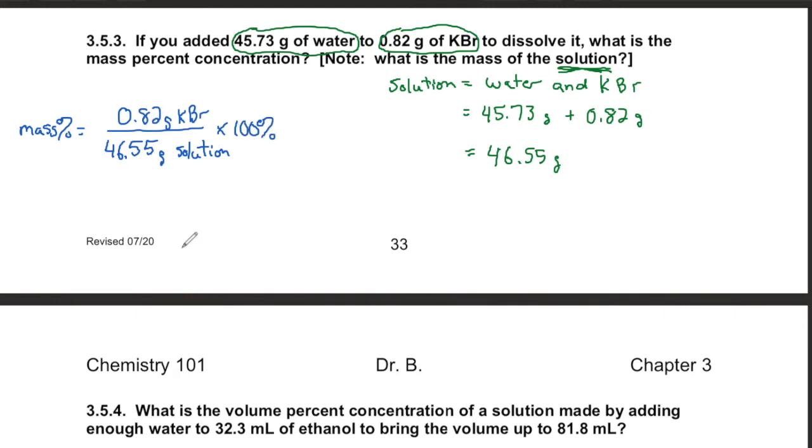So then we could calculate our mass percent concentration by dividing the 0.82 gram solute by the 46.55 grams of solution, and then converting that fraction to a percent, which gives us 1.8% potassium bromide solution by mass.